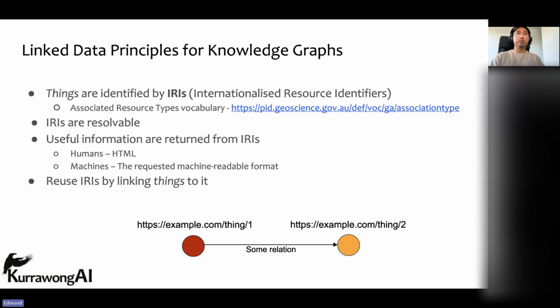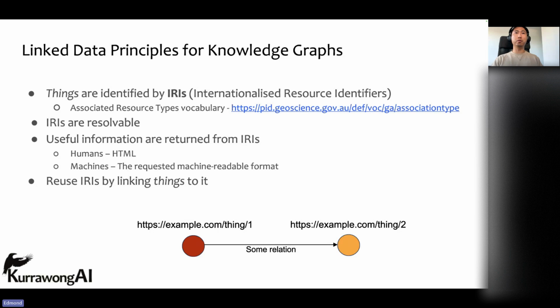So just some principles around knowledge graphs. It's very important to follow the linked data principles. The number one rule here is to make sure you use IRIs to identify things. IRIs are these funky looking things that look like URLs. When you put them into a web browser, they usually resolve. If you're a human, usually it returns some kind of HTML for you to look at. But if you're a machine and the machine has requested some machine readable format, then the server will try its best to return that format back to you.